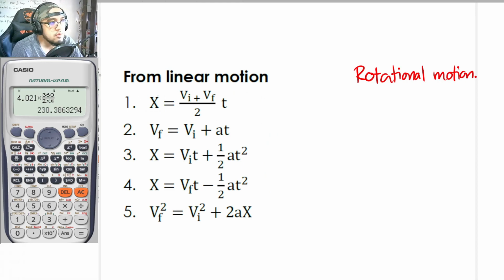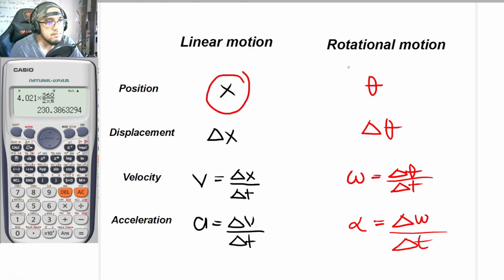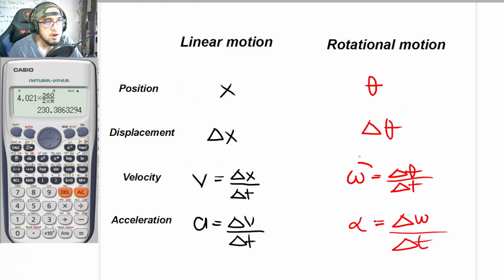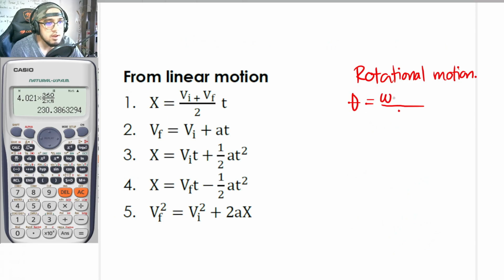So what I mean here is that once again, from linear motion, your position is in terms of x, and in rotational motion, our position is in terms of theta. So let us just change x to theta. So theta is basically equal to, what is once again the velocity in angle? Our velocity in angle, I should say, is in terms of omega. So this is just basically the initial omega plus the final omega divided by 2 times time. As for the second equation, the final omega is equal to the initial omega plus what is the acceleration in rotational motion. So that is alpha t.